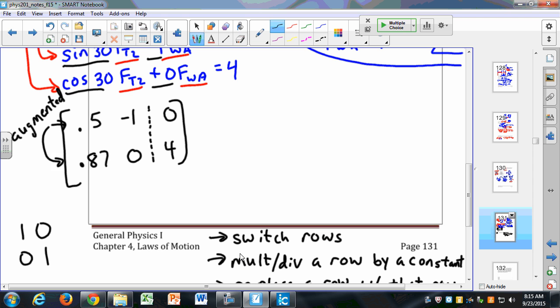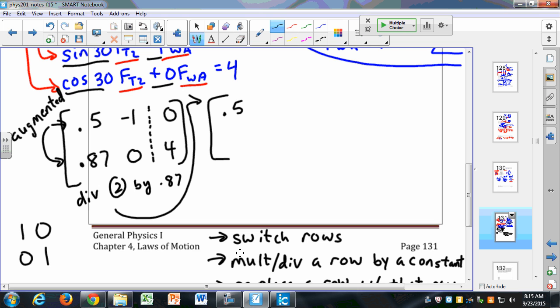All right, so I have this matrix. The first step I'm going to do is divide row 2 by 0.87, because then that's going to give me a 1 and a 0. So it's going to look like this. I'll have 0.5, negative 1, 0. I have 0.87 divided by 0.87, so that's 1. 0 divided by 0.87 is 0. And then 4 divided by 0.87 is 4.6. So I divided row 2 by 0.87.